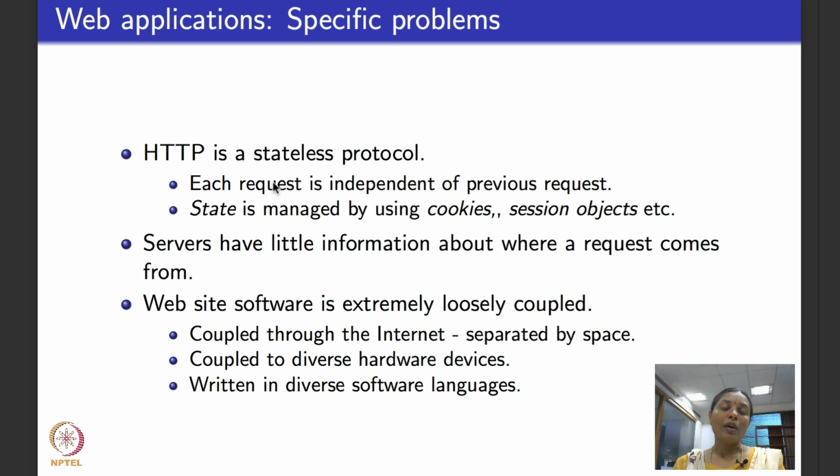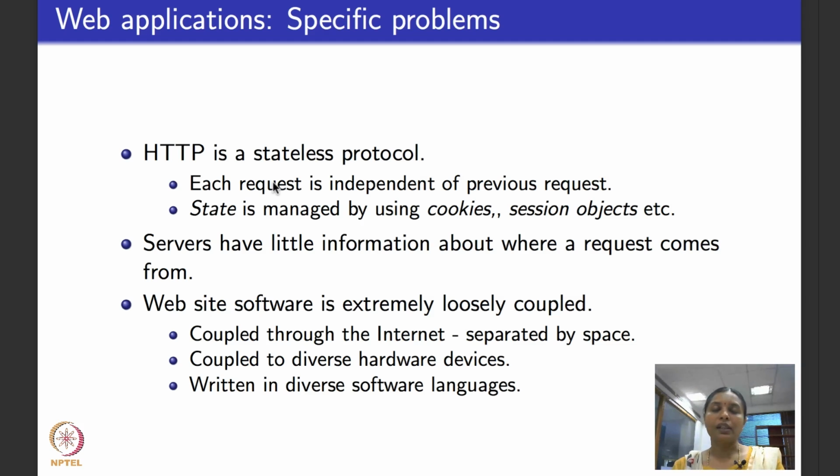The next is that a web server typically has very little information about where a request comes from. It could be from a malicious client, it could be from a genuine client. Typically, you do a lot of authentication and authorization, but still there is very little information about where exactly the request is coming from and what happens to the response in turn.